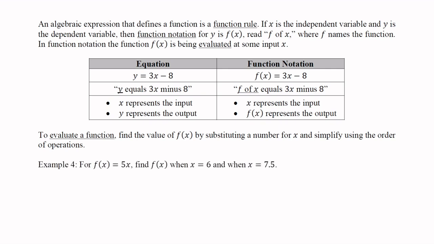So in example 4, for f of x equals 5x, we're going to find f of x when x equals 6 and when x equals 7.5. So for x equals 6, we're going to find f of 6, which means we substitute 6 in for x. 5 times 6 gives us 30, so f of 6 is equal to 30. We can do the same thing for 7.5. Plug that in for x and multiply, and we get f of 7.5 equals 37.5.